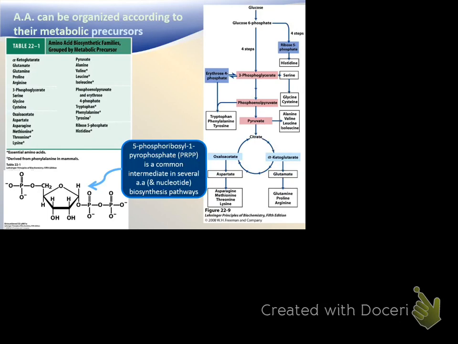But this PRPP, which is 5-phosphoribosyl 1-pyrophosphate, is common in many amino acid and nucleotide biosynthesis pathways, and it's derived from the pentose phosphate pathway. But like I said, we're going to go into greater detail with it. I'll blow it up so that you can see what's going on.